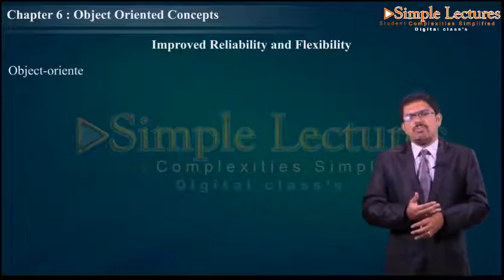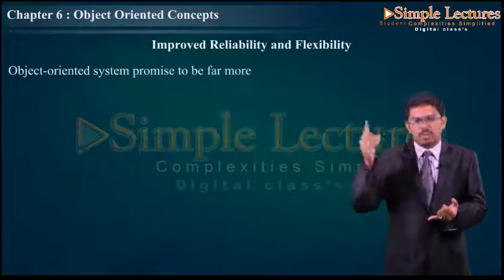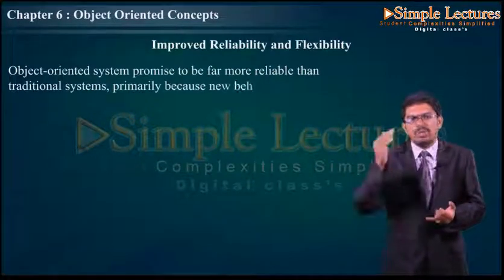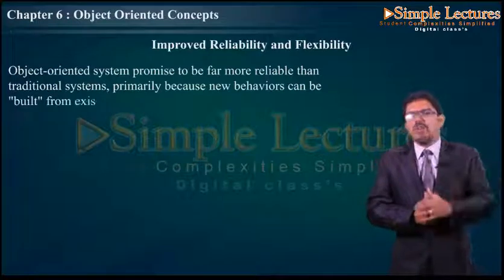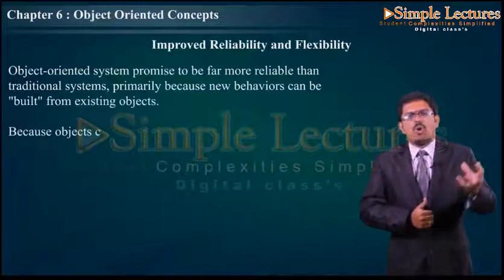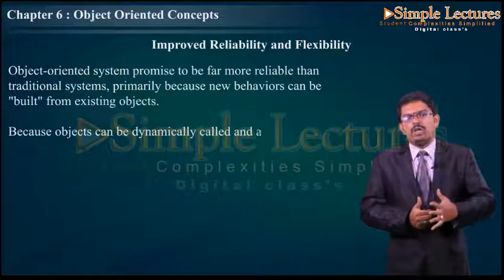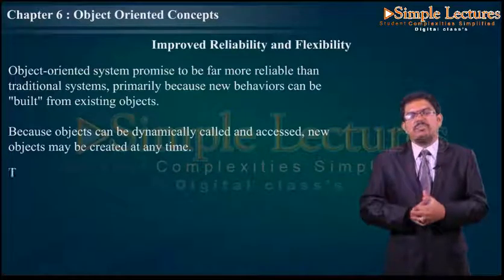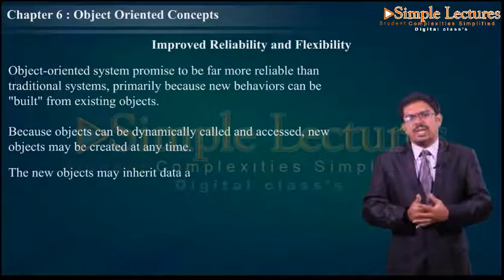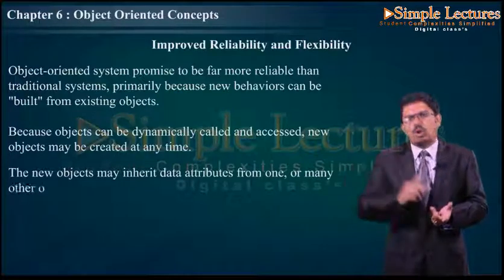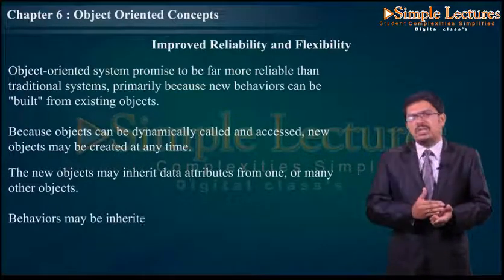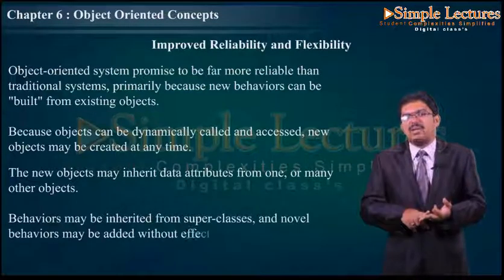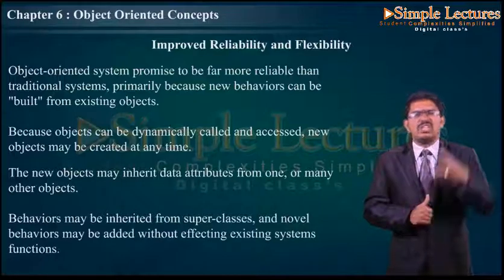Now let's go for how to improve the reliability and flexibility. Object-oriented system promises to be far more reliable than traditional system, primarily because new behaviors can be built from the existing objects. Because objects can be dynamically called and accessed, new objects may be created at any time. The new objects may inherit data attributes from one or more objects. Behavior may be inherited from superclass and novel behavior may be added without affecting the existing system.